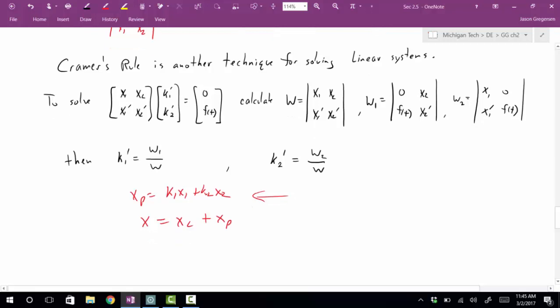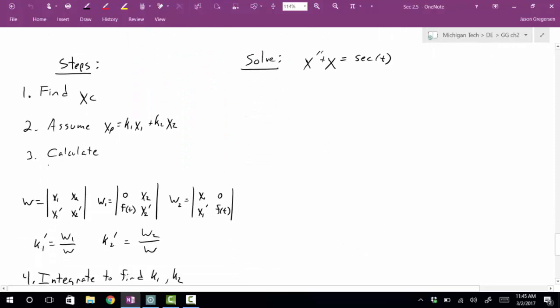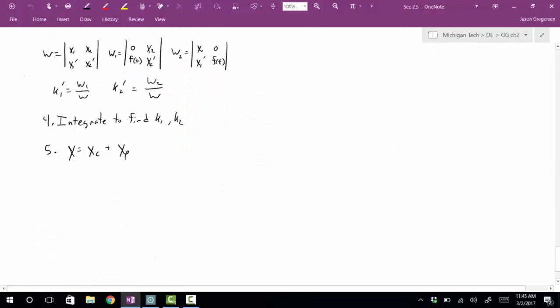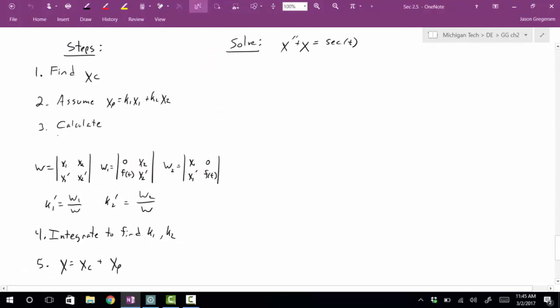All right, let's get through one all the way here. Here is what I'm going to call my solution process. Step one, find the complementary solution. Once I do that, I will know what x1 and x2 are. From there, I calculate all the pieces I need: W, W1, W2. Use that to find my K1 prime and K2 prime. And then find K1 and K2. Use that to form XP and form X.